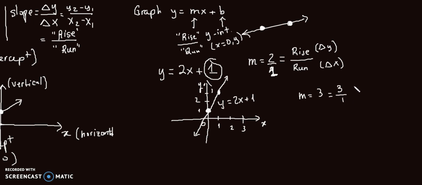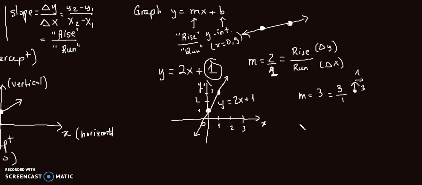So 3 is a positive number, so go up 3, and then always go to the right 1 unit. So from the slope-intercept form, you go up 3, and then you go to the right 1 unit.